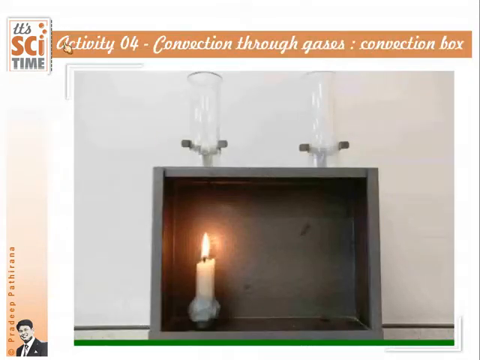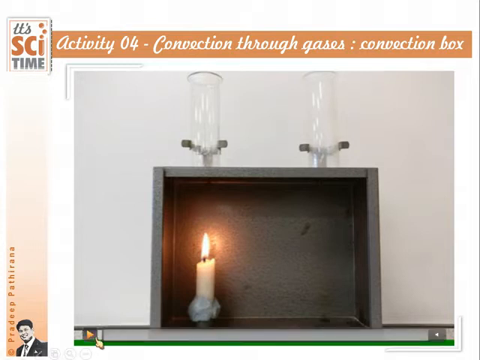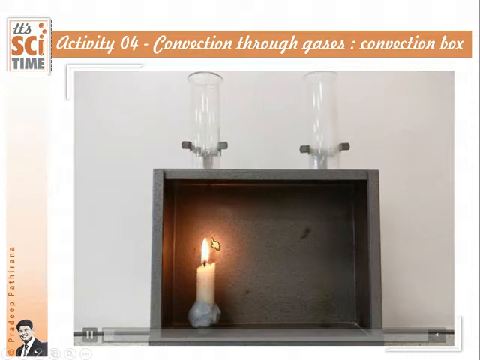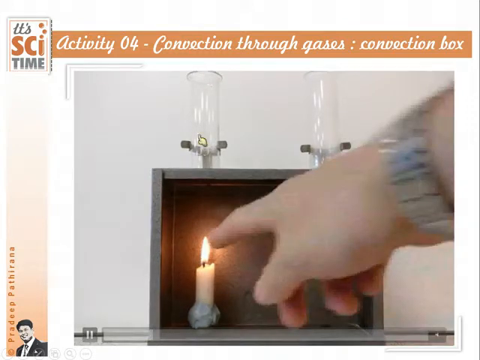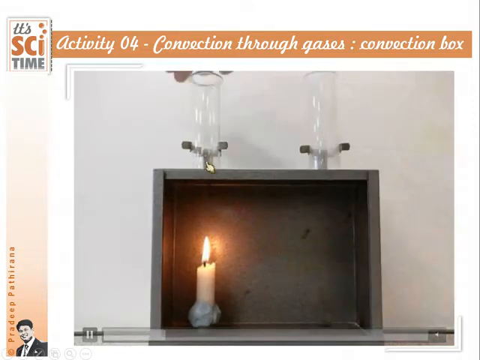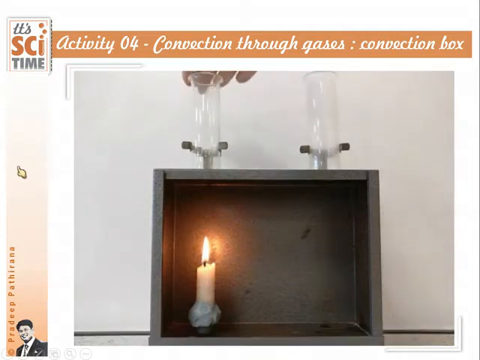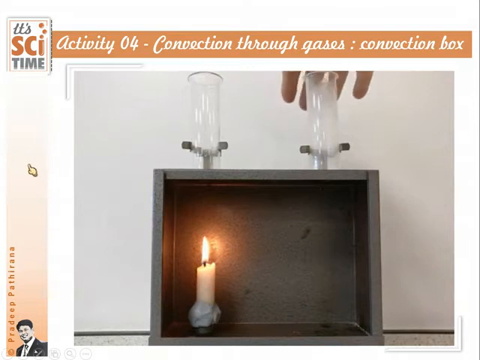Right, now it's time to move on to activity number 4: convection through gases and the convection box here. This is called the convection box. And let's describe what happens here while playing the video. Here there is a candle lighted up in a box. There are two chimneys here. One chimney is placed directly over the candle, and when the candle is heated up, the heat can travel through this chimney here. And we light up the smoke source here and let the smoke enter into this box.